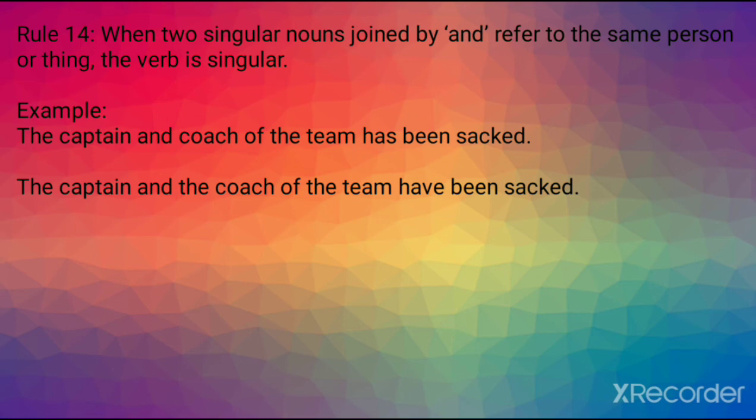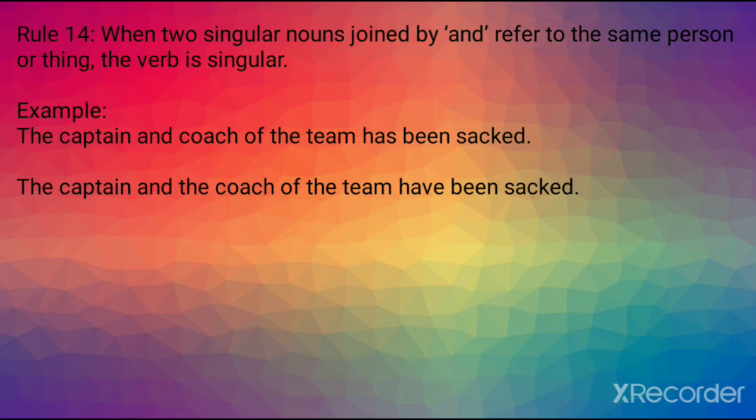Here, two articles are used in front of two different subjects. That is, the captain and the coach. So, it is two different people. The captain and the coach are two different people. So here the plural verb have is used in this sentence. So, here we have wound up subject verb agreement.